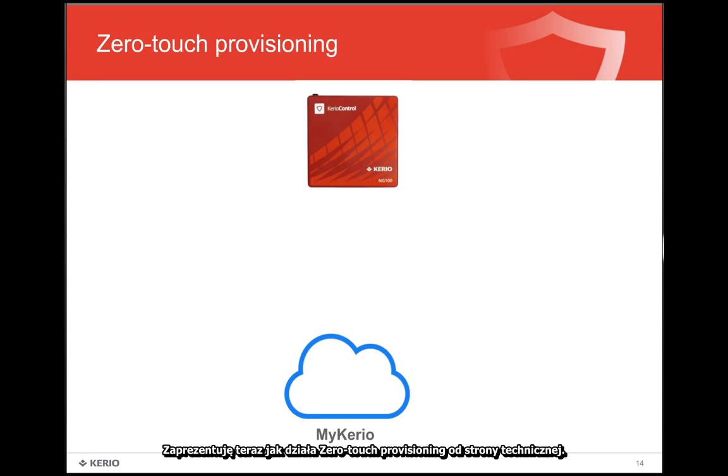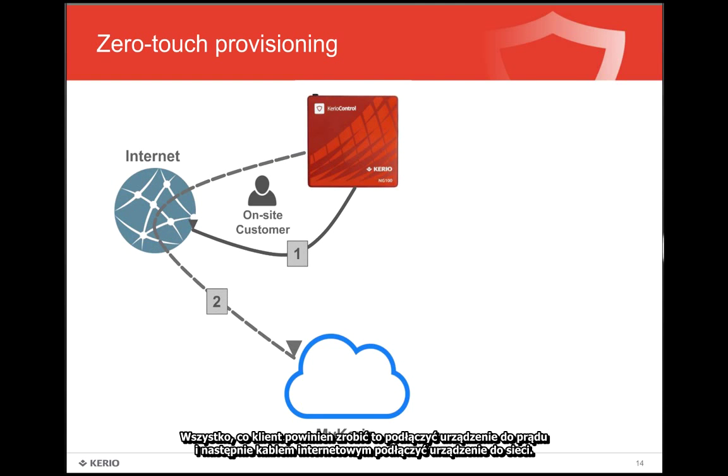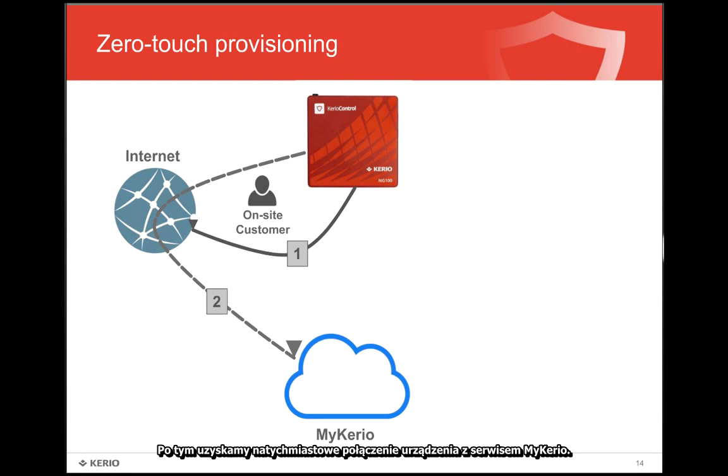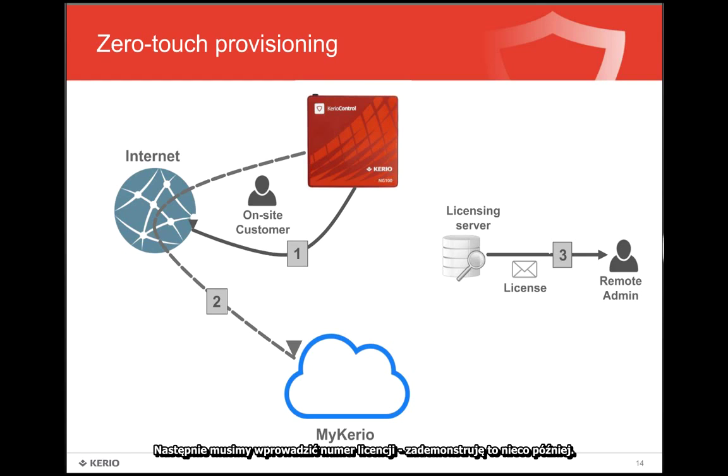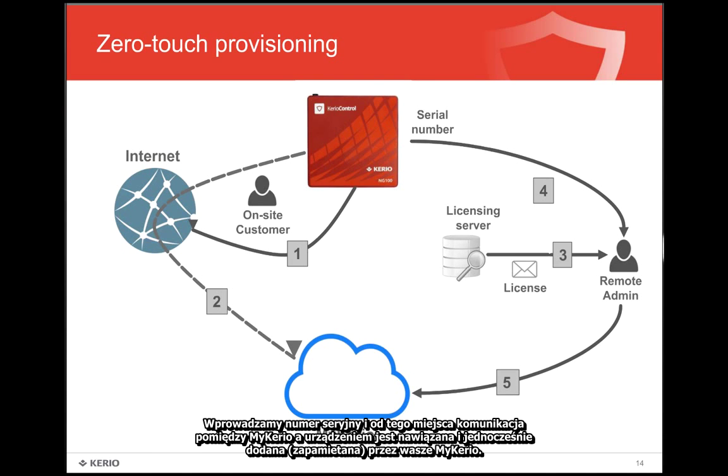To give you a technical overview of how zero-touch provisioning works, you have here a Kerio Control, and we have MyKerio. All your customer needs to do is plug in this hardware device, power it on, plug the Ethernet cable into the internet port of this hardware appliance, and it immediately starts talking to our MyKerio service. Then you just need to fill in the license number into the form, which I will show you later on in the demonstration. You enter the serial number, and from that point the communication starts with MyKerio, and the Kerio Control appliance is added to your MyKerio.